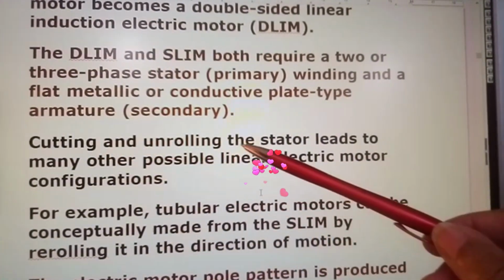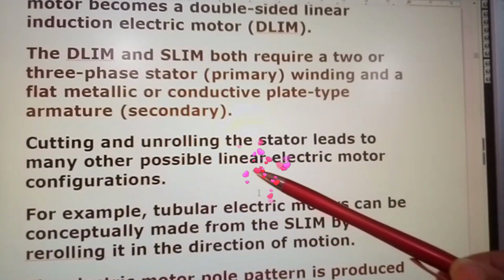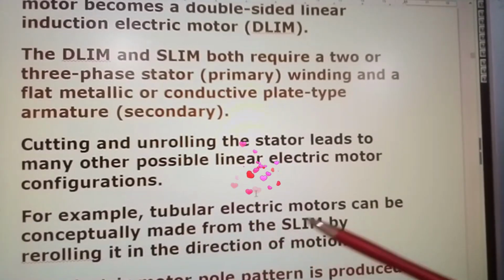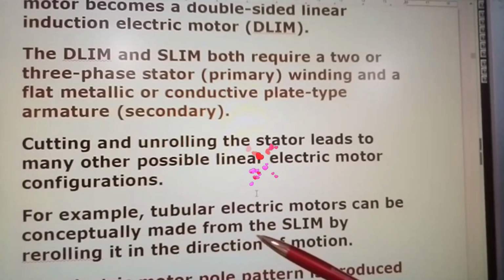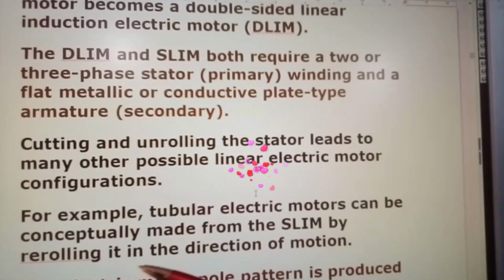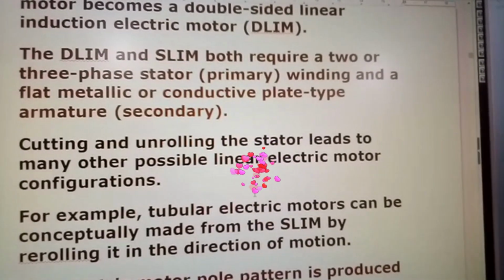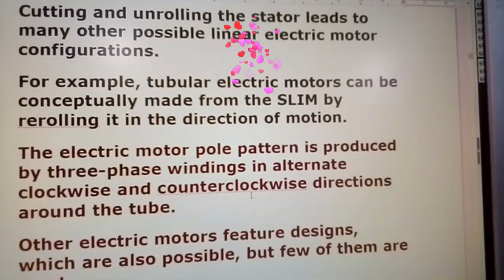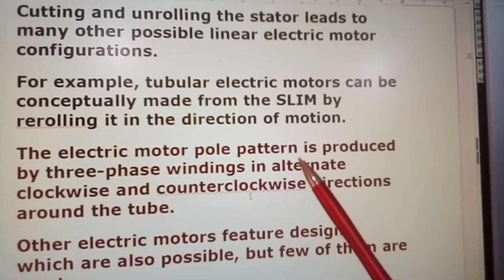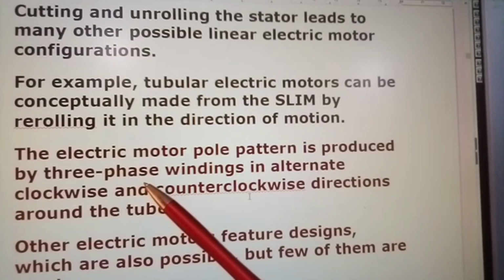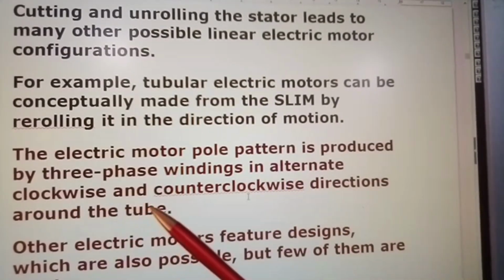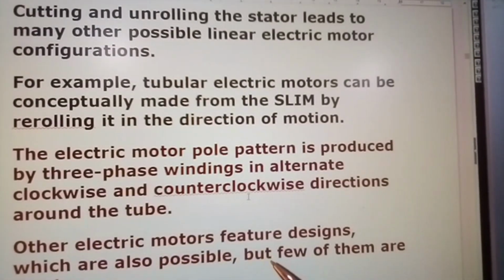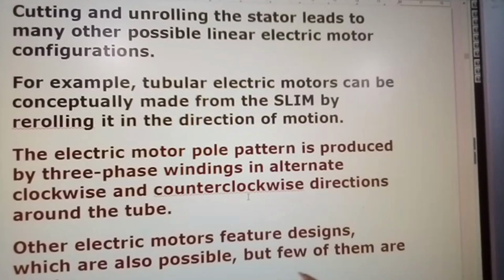Now, cutting and unrolling the stator leads to many other possible linear electric motor configurations. For example, tubular electric motors can be conceptually made from SLIM by re-rolling it in the direction of motion. Now, the electric motor pole pattern is produced by three-phase windings in alternate clockwise and counterclockwise directions around the tube. The other electric motor designs are also possible, but few of them are used.